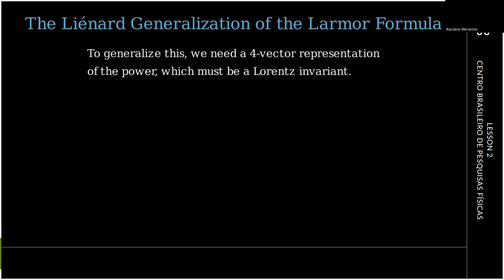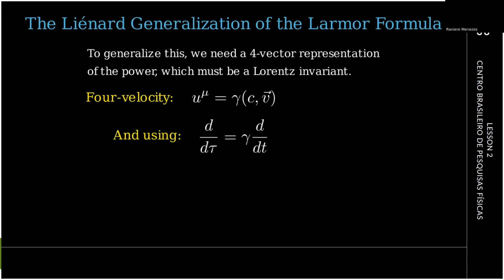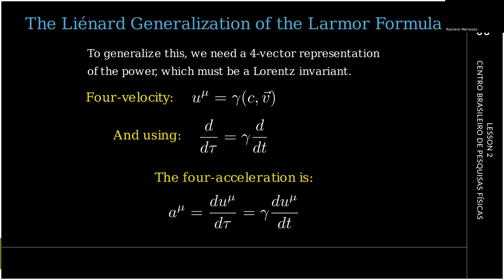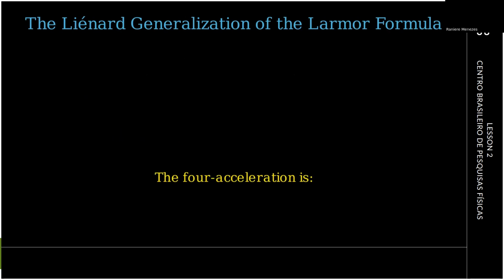Now let's generalize that to special relativity. We need to start with the 4-vector. So we have the 4-velocity, which is defined like this: gamma times the speed of light and the velocity of the particle. We can use the property that the derivative in the proper time can be written like this, where this is the Lorentz factor and this is the time in the observer frame. So the acceleration is simply this derivative applied to this.